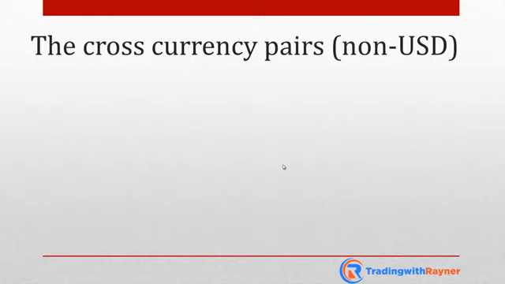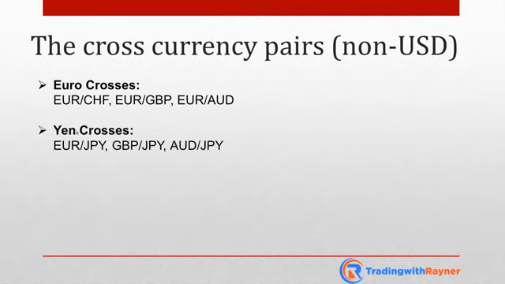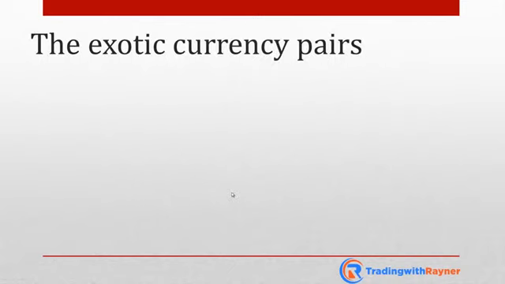So now let's talk about the cross-currency pairs. Cross-currency pairs are currency pairs that don't have a USD element to them. For example, Euro crosses means that the currency pair has a Euro element to it: Euro Swiss franc, Euro Pound, Euro Aussie. The Yen crosses: Euro Yen, Pound Yen, Aussie Yen. Pound crosses means that the currency pair has a Pound element to it: Pound Aussie, Pound New Zealand, and Pound Canadian.